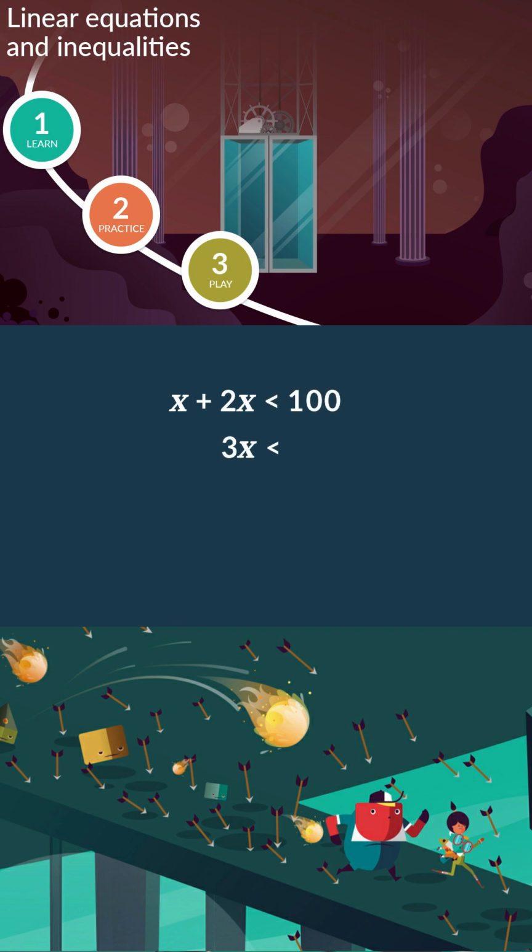So 3x is less than 100, and therefore x is less than 33.3 recurring. Runs, however, are always whole numbers, so the solution is x is less than or equal to 33.